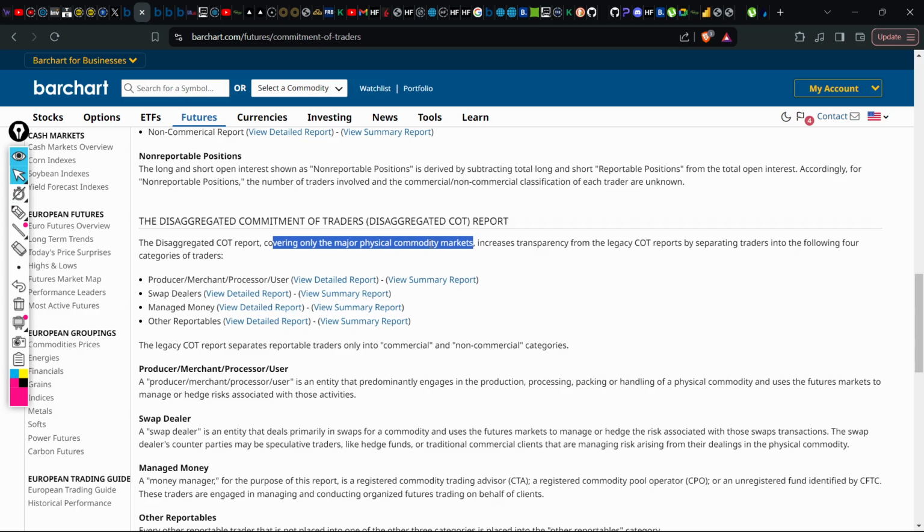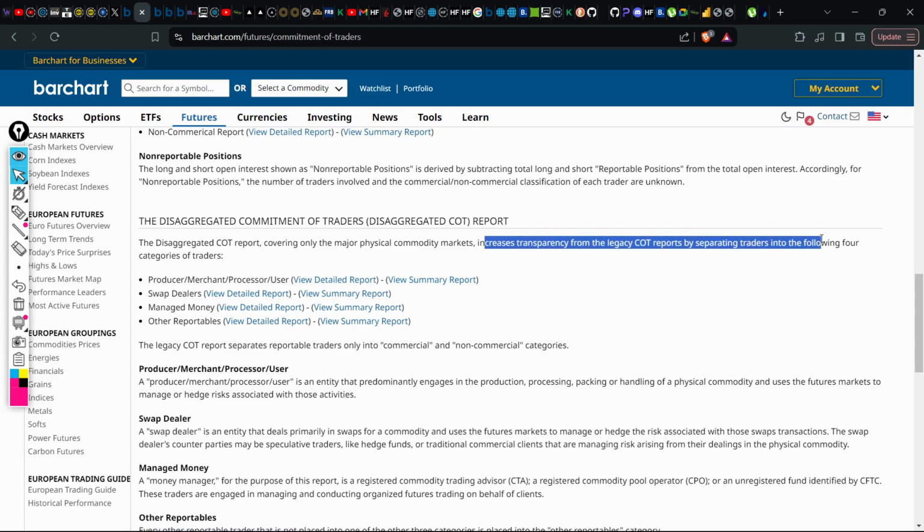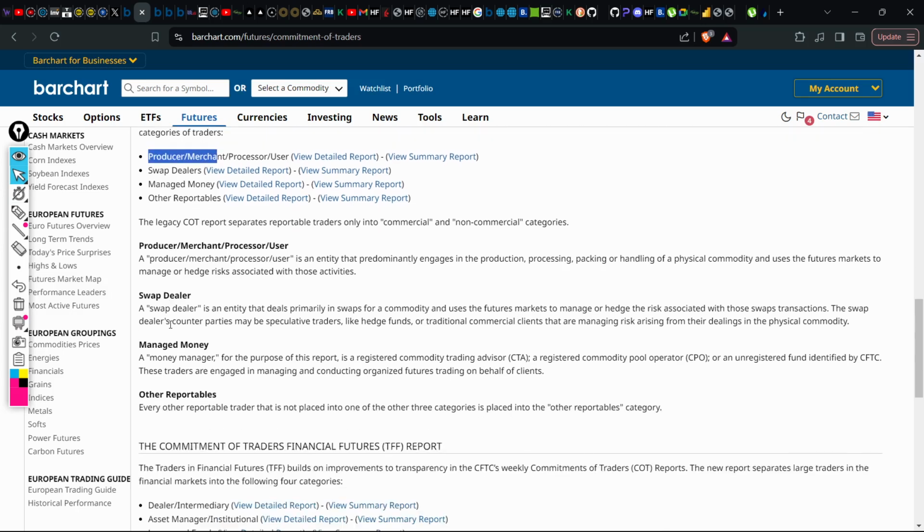Majorly agricultural products, oil and petroleum products, energy products, and metals. It increases transparency from the legacy COT reports by separating traders into the following four categories of traders: producers, swap dealers, managed money, other reportables. The legacy COT reports separate reportable traders only into commercial and non-commercial categories.